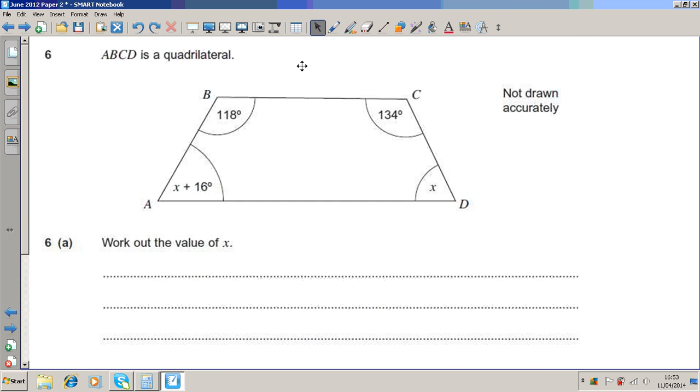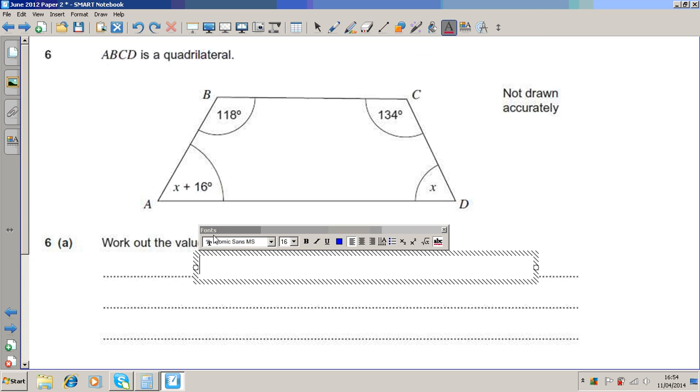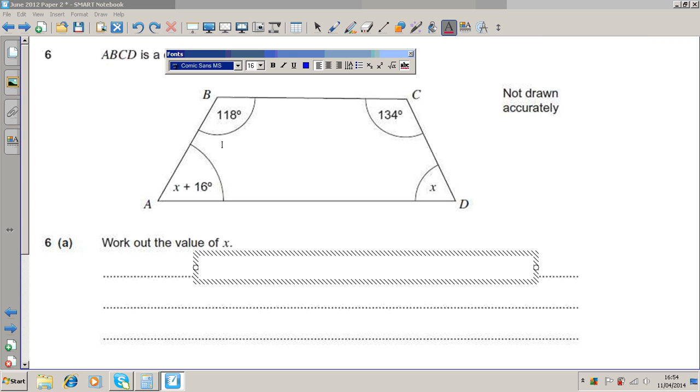Alright, so ABCD is a quadrilateral. Work out the value of x. We're talking about angles, and angles in a quadrilateral we should know add up to 360 degrees. So our first job is to set up an equation.